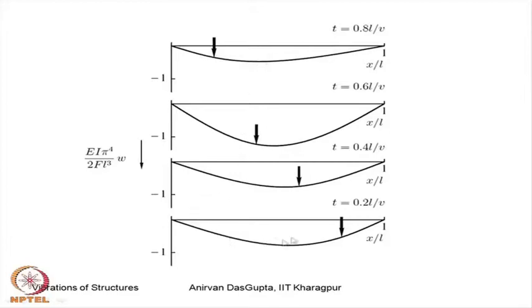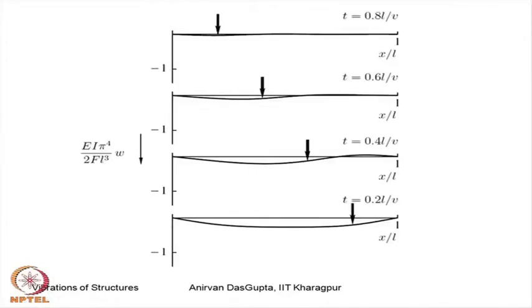So, you can see how the beam deflects at various time instants. Now, this is for the low speed. This figure shows the same thing when the speed is high. Now, here you can see a difference from the previous figure. In the previous figure, the deflection of the beam is completely on the negative side, below the equilibrium position. Now, here at certain time instants, the beam goes above this equilibrium line.